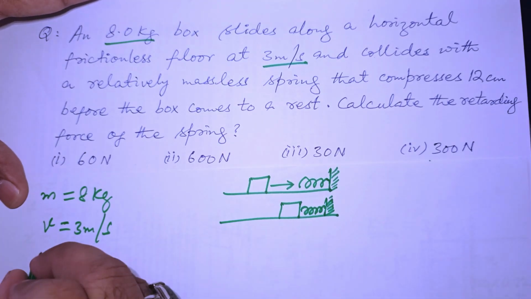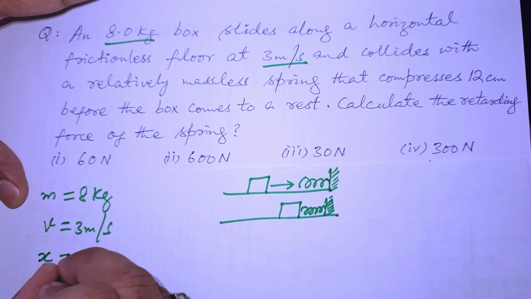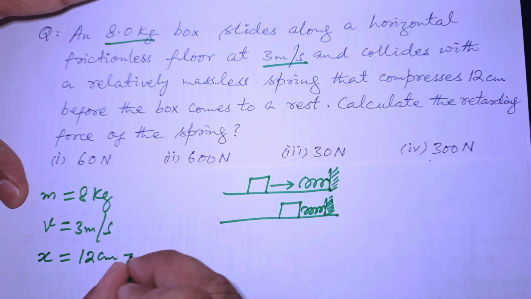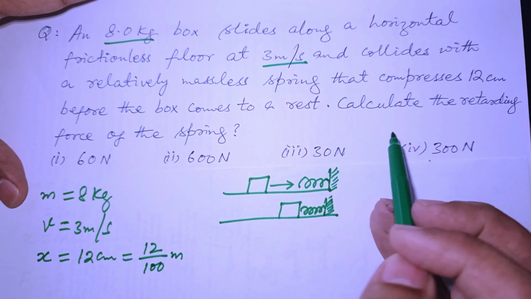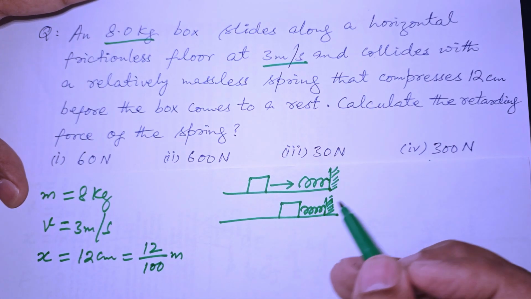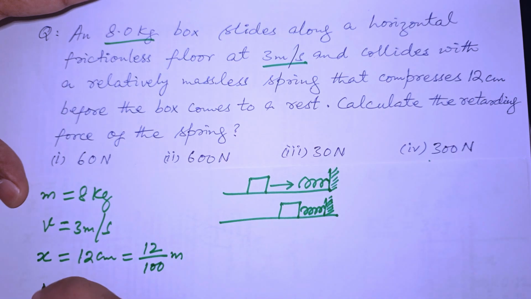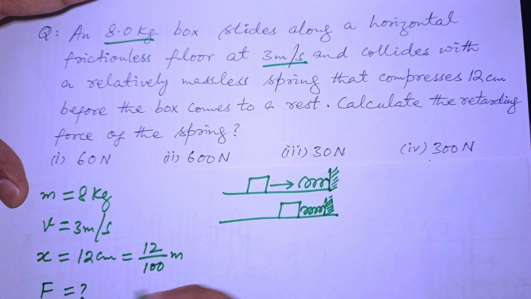The mass compresses the spring by 12 centimeter. This is the displacement, 12 centimeter, in meters it is 12 over 100. Before the box comes to rest, calculate the retarding force of the spring. We have to find out the retarding force F.